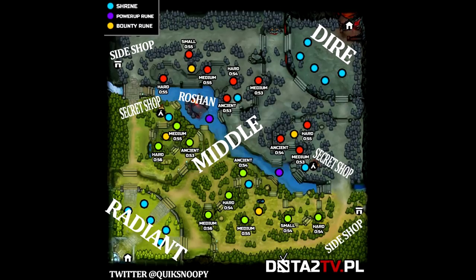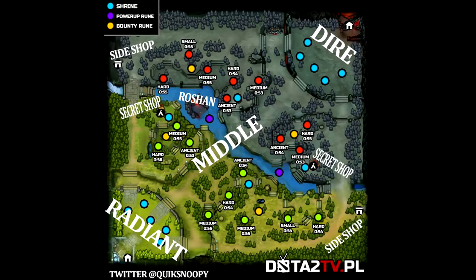And then you're going to see the shrines as well. There's going to be a shrine near the secret shop for both Radiant and Dire. So both teams are going to have a shrine near the secret shop, and they're also going to have one in their jungle. And those are going to be the light blue dots. There are also going to be 2 power-up runes, and those are things like haste runes, double damage, and arcane runes. The double damage will obviously be double damage. A haste rune is going to be a speed rune, and the arcane runes are going to make it so your abilities don't cost as much mana.